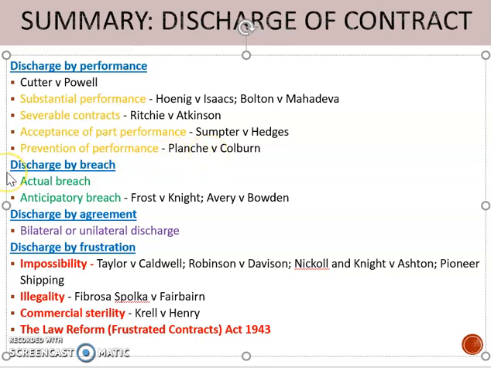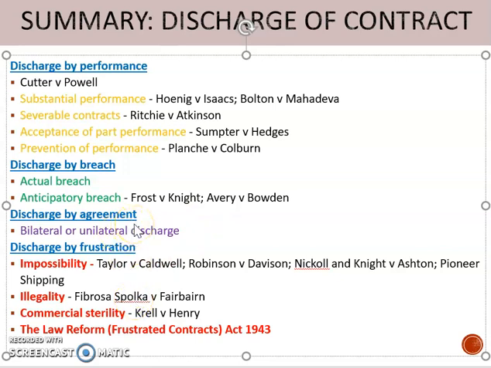We can also discharge a contract by breach, and that might be actual breach, where one party has in fact breached the contract, or anticipatory breach. And this is where one party indicates that they're not going to be able to fulfil their obligations under the contract. And it's advisable, if you remember from the case of Frost and from the case of Avery, that as soon as you get wind that the other party might breach in the future, you should take action at that stage, because otherwise the contract might be frustrated in the meantime.